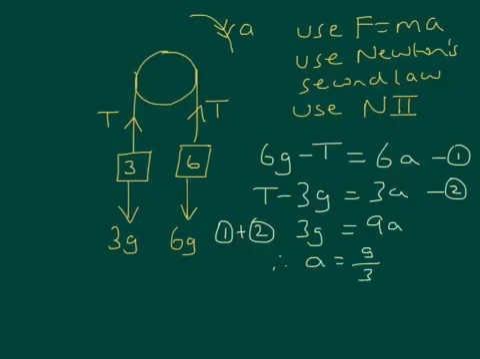Substitute that into 1 or 2. Let's use 1. 6g minus T equals 6a. 6a is 6 times a third g, so that's 2g, so therefore T equals 4g.